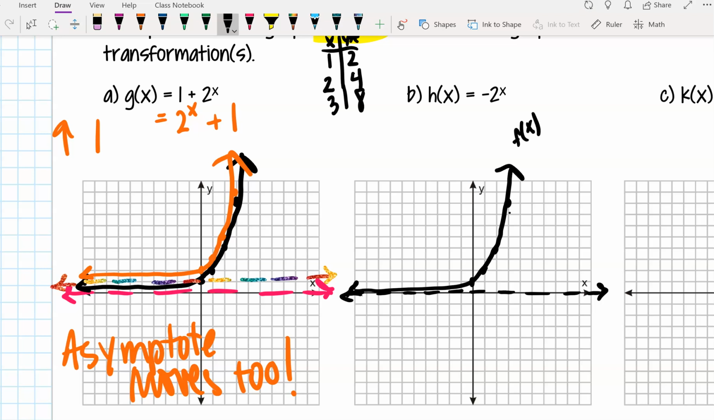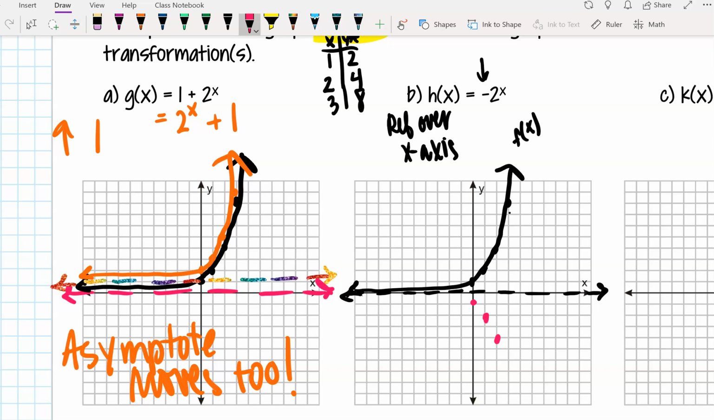So now I have this negative out front, okay, which is a reflect over my x-axis. Okay, it's out front, so remember inside y. If it's inside with the x, it's a y. So it's in front of the base, which means we're reflecting over the x-axis. So here, all my points are just going to be reflected kind of like a mirror.